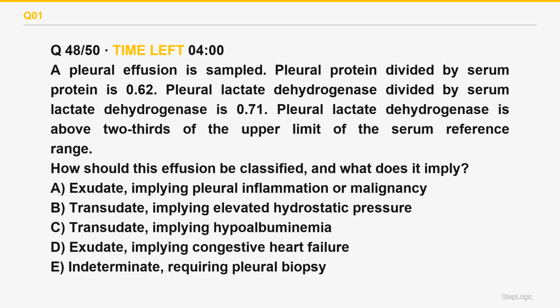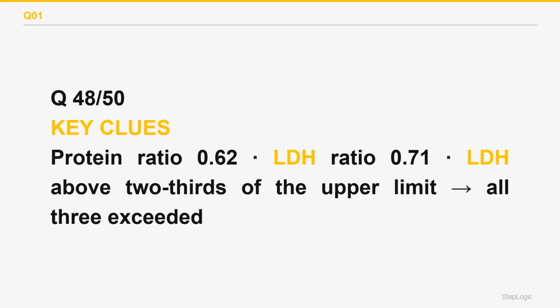Read the command, the classification, and its implication. Light's criteria are a threshold test, and meeting any one of them settles the category. Light's criteria classify an effusion as an exudate if any one of three thresholds is met: a pleural to serum protein ratio above 0.5, a pleural to serum LDH ratio above 0.6, or a pleural LDH exceeding 2/3 of the upper limit of the serum reference range.